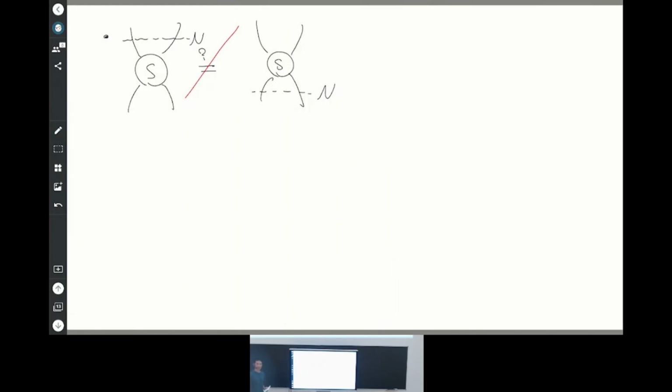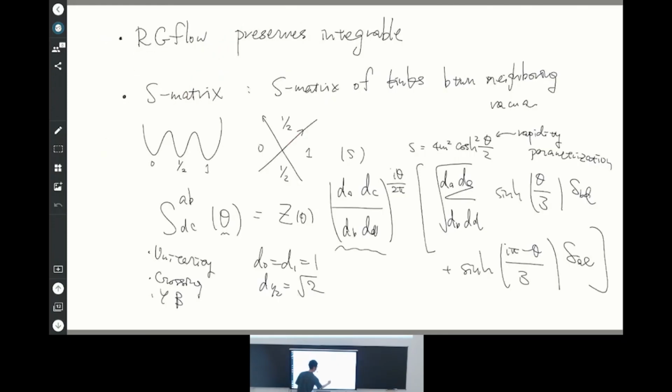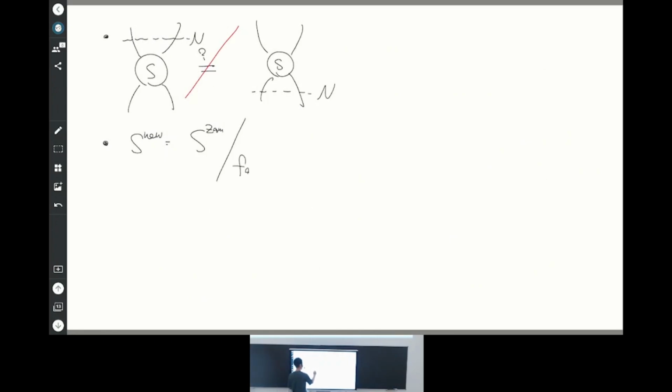Okay? So this seems like a paradox. But we also found that if you consider a new S matrix, which is Zamolodchikov divided by this factor, so you just remove this factor from the Zamolodchikov S matrix, then the non-invertible symmetry is preserved. This new S matrix commutes with the non-invertible symmetry.